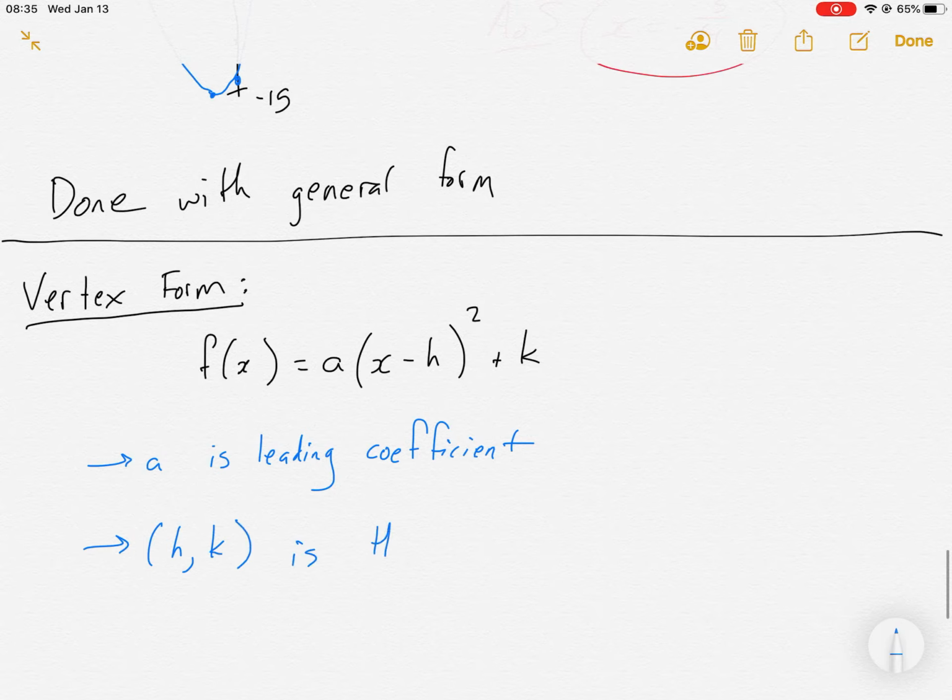(h, k) is the vertex. I want to point out though, h changes signs because remember this is a translation to the right or left. So x translations always happen the opposite of what we would expect. So if it's x plus 2, we're actually going left 2. If it's x minus 2, we're actually going to the right 2.